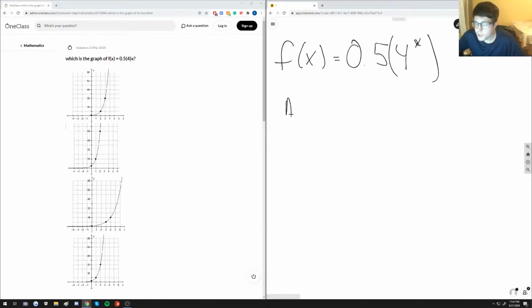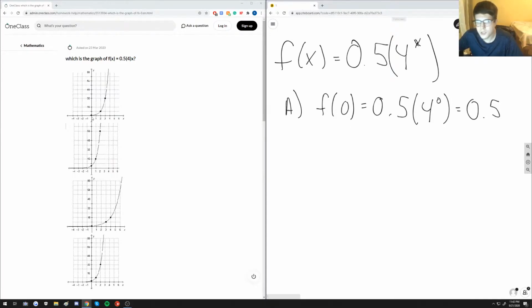So for answer choice A, we're going to go through each answer choice individually, but we're going to plug in and test the points and see if they do agree with f of x. So first, at x equals 0, we're going to evaluate the function for answer choice A, this graph. We get 0.5 times 4 to the 0, which will just give us 0.5. And as you can see here, the point is very close to 0.5, but we have to keep going and test every other important x value on the graph.